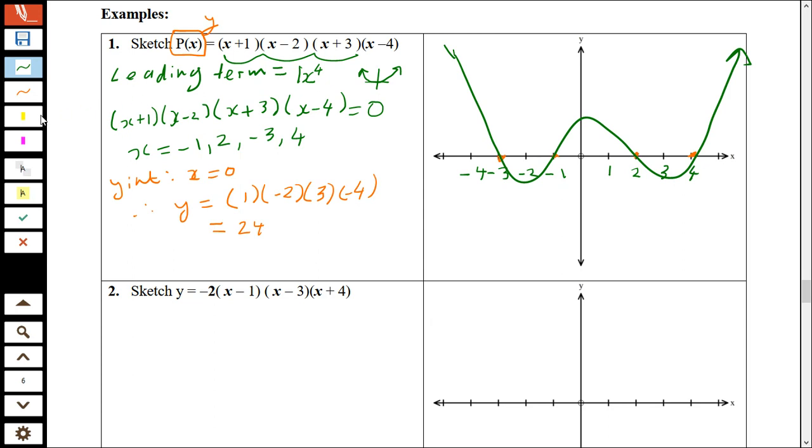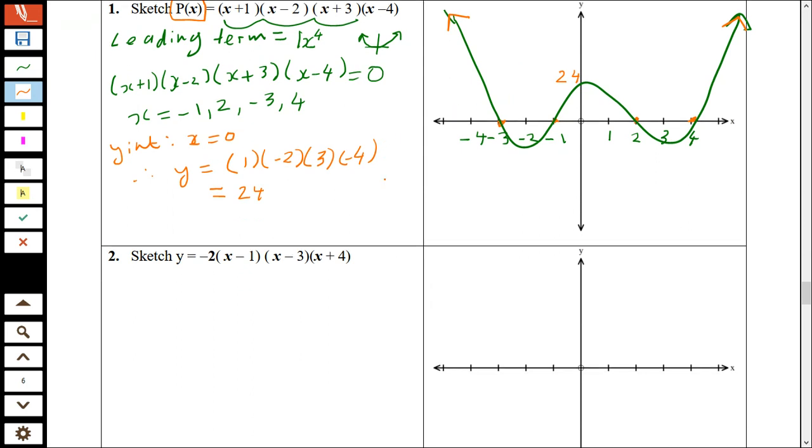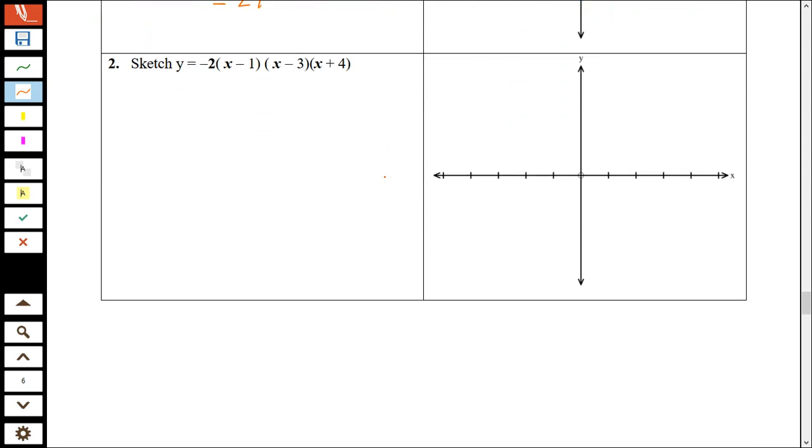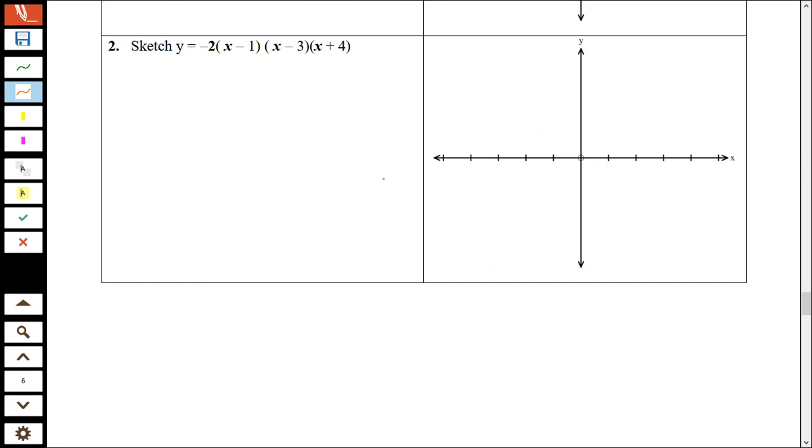Now, you might be saying, well, what about the y-intercept? Well, I've only got one number I have to show, so I don't need a proper scale here. I can just say, well, that is 24, just like that. All right, so make sure you put arrows on either end, and there's your polynomial of even degree with positive leading coefficient. Okay, try the next one. So let's start off by saying, what's the leading term?